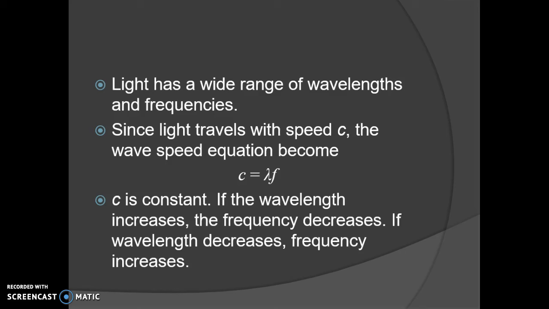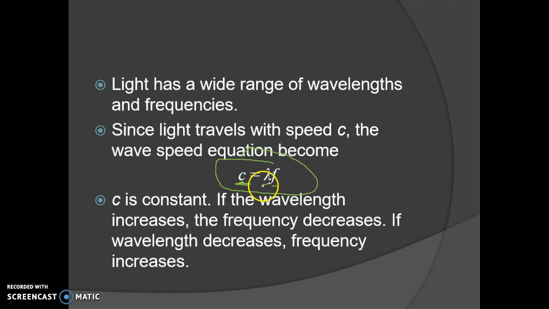All right, light has a wide range of wavelengths and frequencies. The wavelength that it has will affect the frequency, and thus will affect the color that you see. And since light travels with speed c, you need to write this equation down: the speed of light, c, is equal to the wavelength times the frequency.